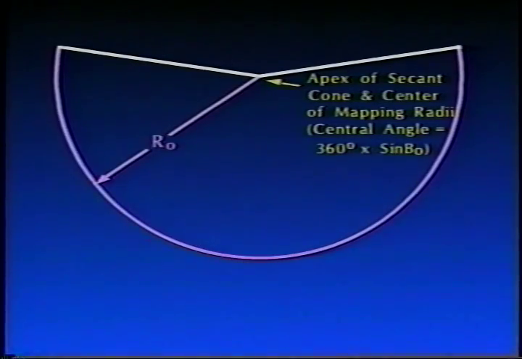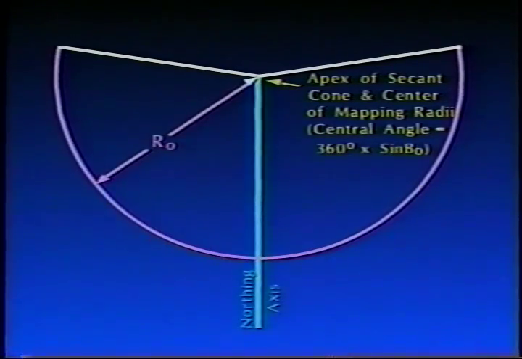The latitudinal line illustrated for our developed cone is B sub O through the projection origin. We see that the mapping radius of B sub O has been labeled as R sub O. It is the distance from the line of latitude B sub O to the apex of the cone, a tabled constant. Now added is the northing axis. The northing axis coincides with the central meridian. Therefore, its longitude is the same as that of the central meridian passing through the projection and grid origins.